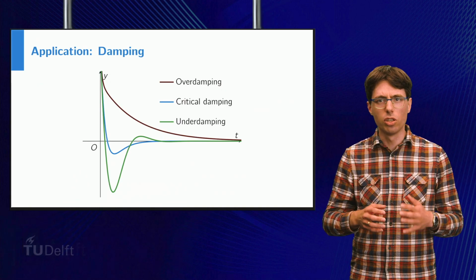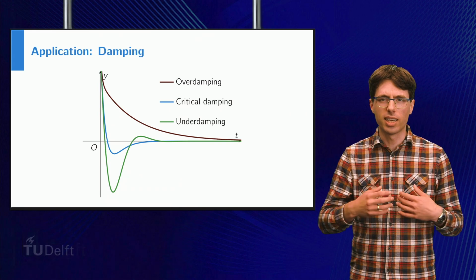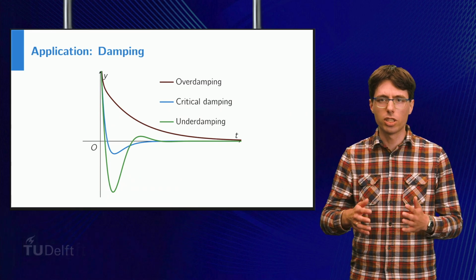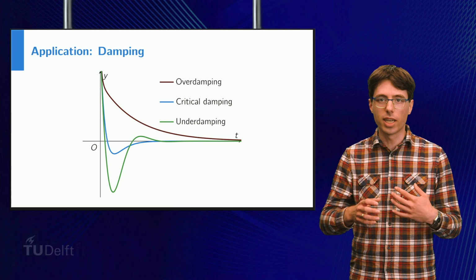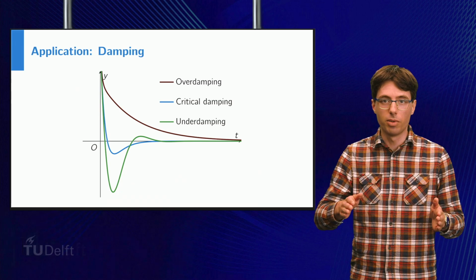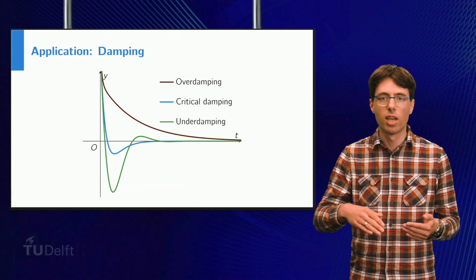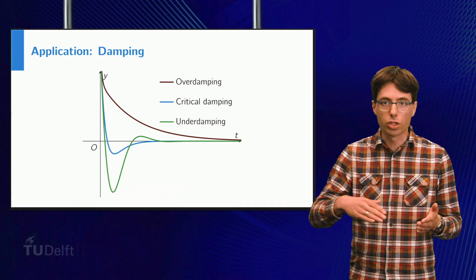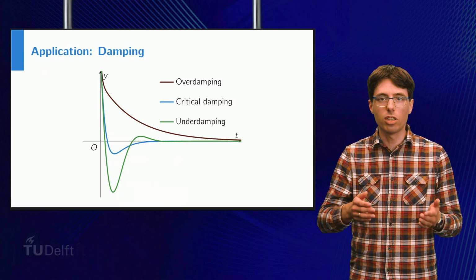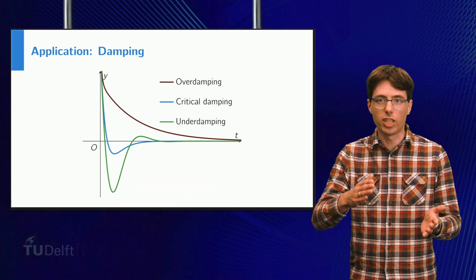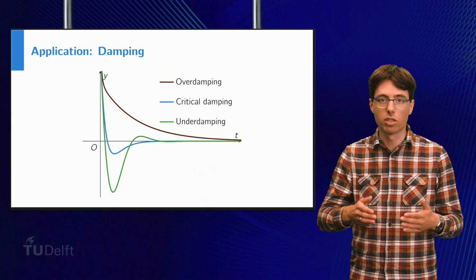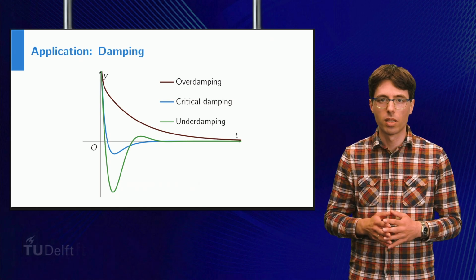In a picture, the solutions look as follows. You can clearly see the behavior we just described. The overdamped case does not even go through equilibrium, the critically damped case goes to zero the fastest, and the underdamped case oscillates the most. It depends on the application which of these three cases you want for your mass spring system.